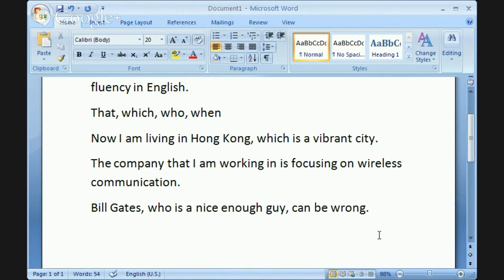All right. Bill Gates, who is a nice enough guy, can be wrong. Now, in this sentence, my relative clause is separated out, cordoned off, roped off by using two commas. In this case, my sentence is correct, according to Microsoft. But you notice in your sentence, the company that I'm working in is focusing on wireless communications, Bill Gates and Microsoft would prefer that I do not use commas.